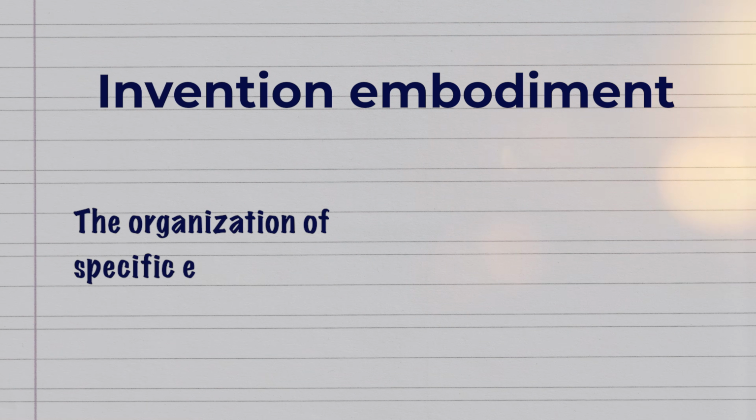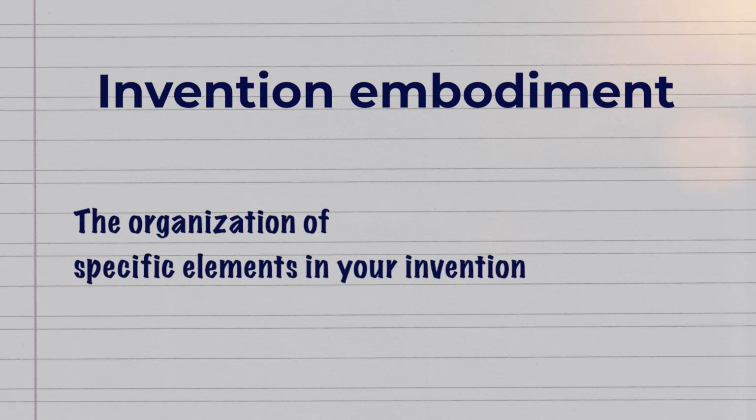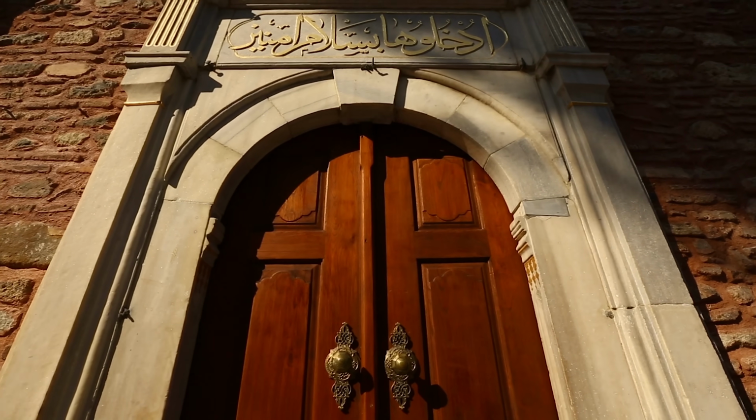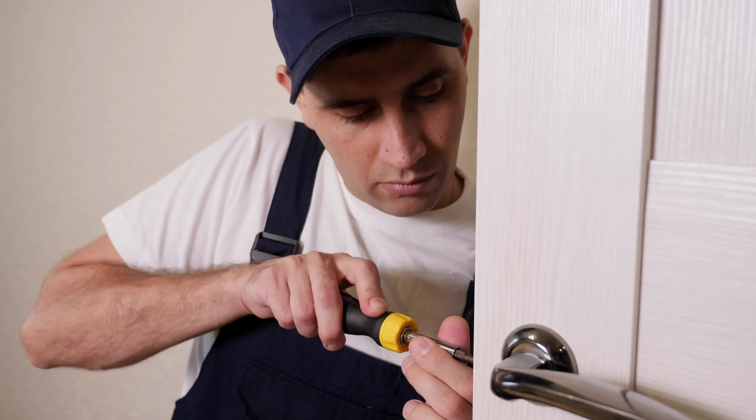An invention embodiment is the organization of specific elements in your invention. For example, my invention might be a doorknob. And different embodiments of that doorknob might include metal doorknobs, wooden doorknobs, sculptured doorknobs, or doorknobs that are shaped as a hook. These are all different embodiments of the doorknob, and it may be possible, depending on exactly what my invention is, for me to include all of these different embodiments and protect all of them in the same patent application.